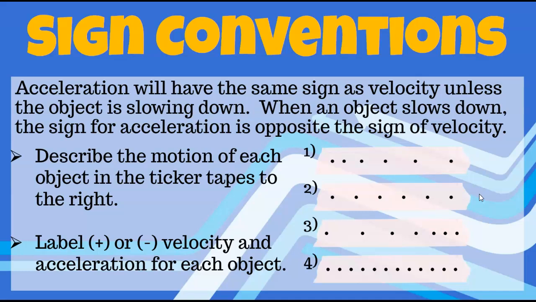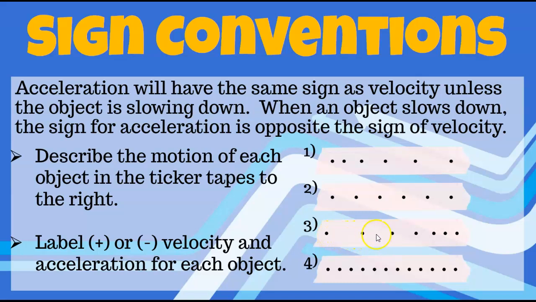So it is positive velocity at constant velocity, and it would be considered positive acceleration if the object was also changing direction.